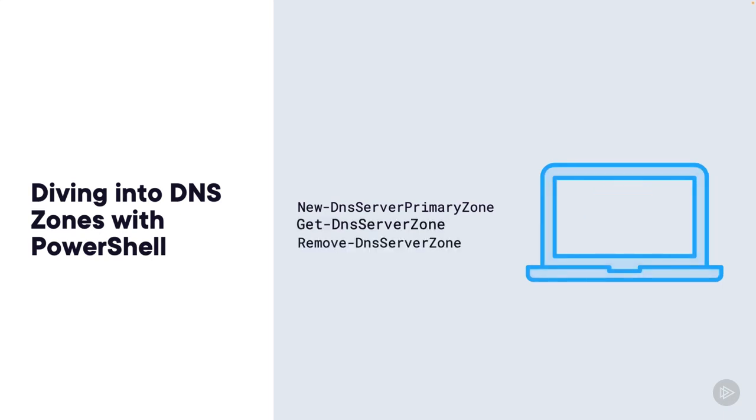Next, we have viewing running zones. This is where you can see all of your current zones. Use the Get-DnsServerZone command here to list them all. It's essential to keep an eye on this. Lastly, for zone deletion, it's as straightforward as using Remove-DnsServerZone. We'll cover all of this in the demo.